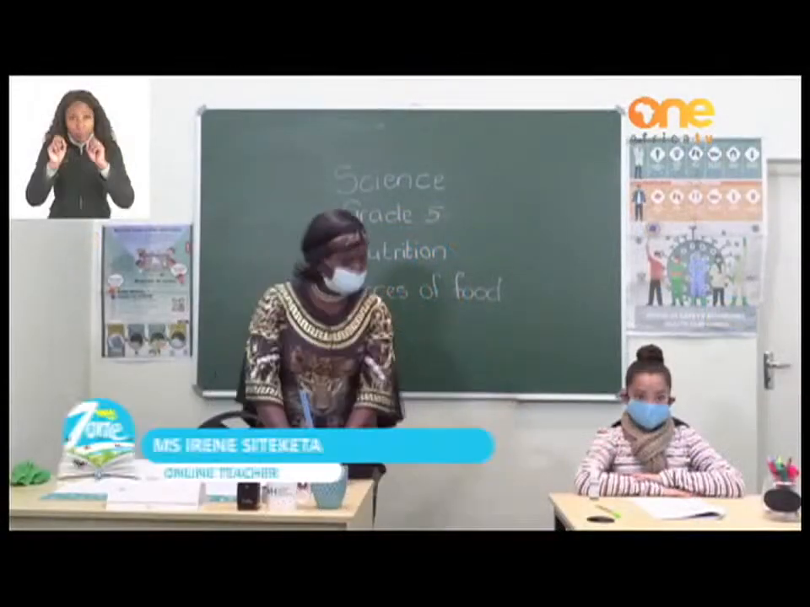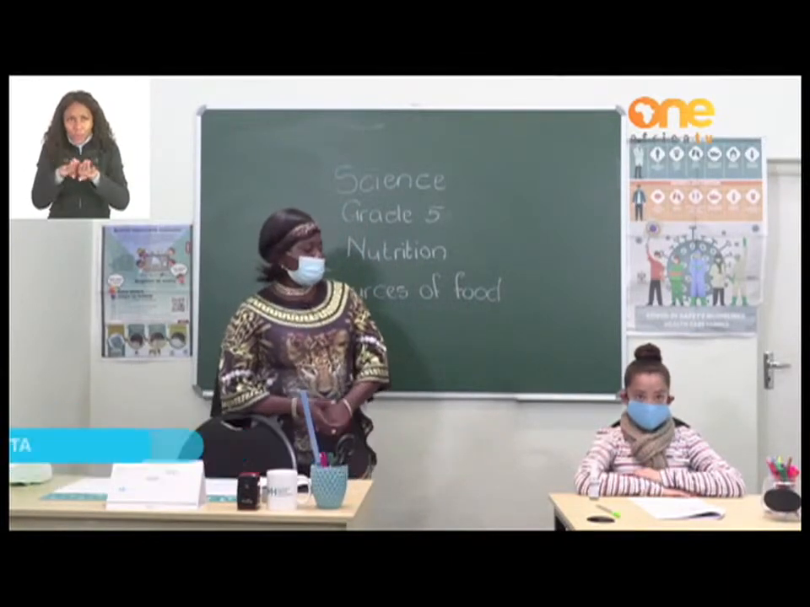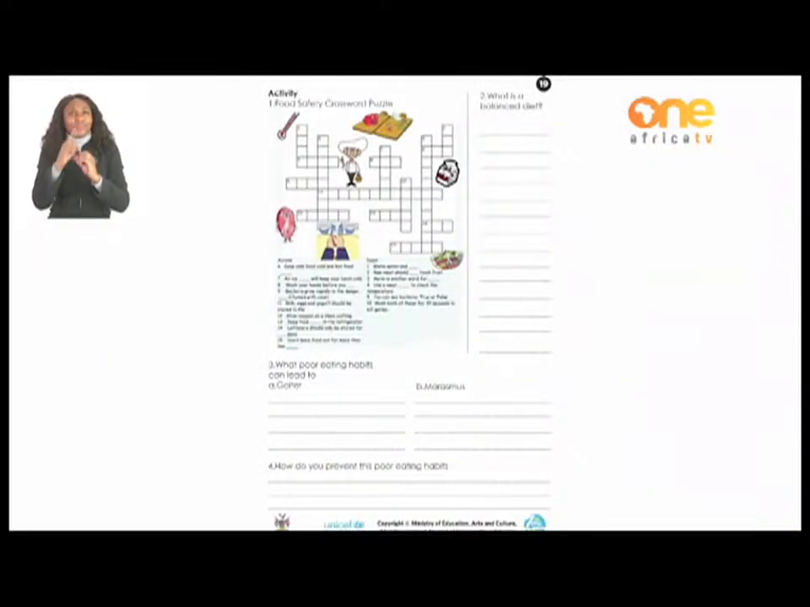Well, boys and girls, Chanel, let's try to do some activities for you to check whether you really understood the topic or not. You need to complete this food safety crossword puzzle. So you have words across and words down. So read the instructions. Balanced diet: you need to write down the definition of a balanced diet. Number 3, what poor eating habits can lead to goiter? B, marasmus. Identify poor eating habits. How do you prevent these poor eating habits?